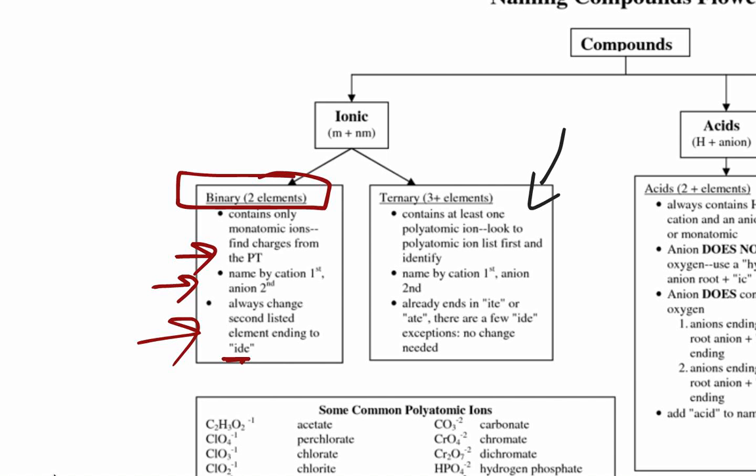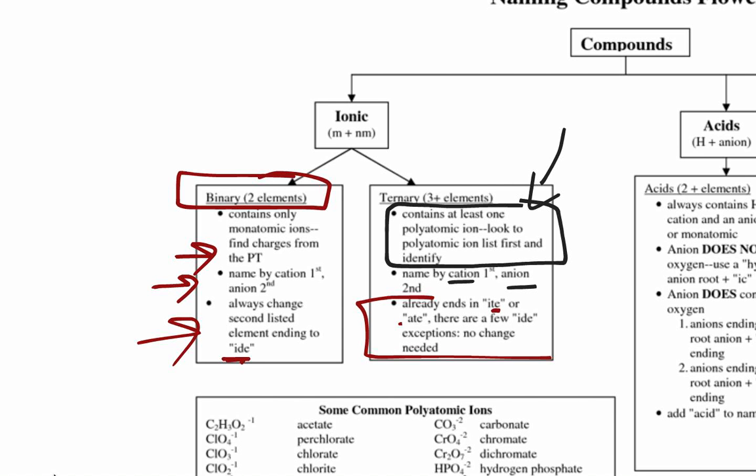For our ternary compounds, that means they have to contain at least one polyatomic ion. So we have to find that polyatomic ion, recognize it, and name it. The cation still is going to go first. Now, there are a few polyatomic cations, but not very many. The vast majority of our polyatomic ions are actually going to be negative anions. So most are going to have an ITE, ATE, or ATE ending, and there's a few IDE. But we don't change their names, we just use the names that they have.